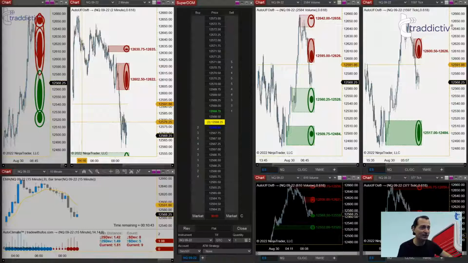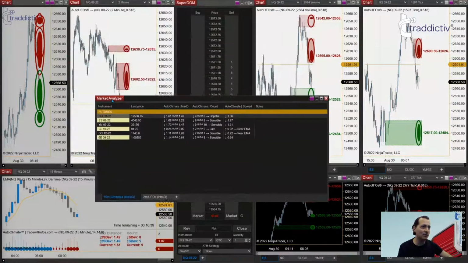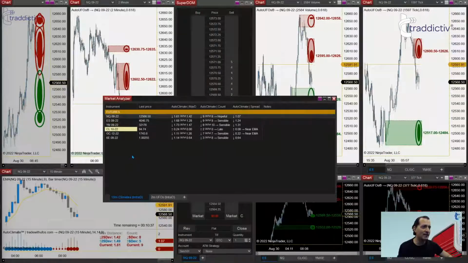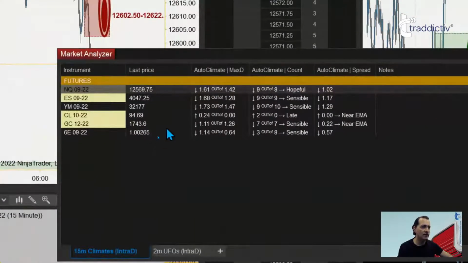But anyway, let's plan on the trades. Okay, so what are we going to do? First thing is I'm going to bring a market analyzer on the screen. A market analyzer is a tool very similar to a radar screen on TradeStation, since we're talking about TradeStation. I will zoom in so you can see that better.